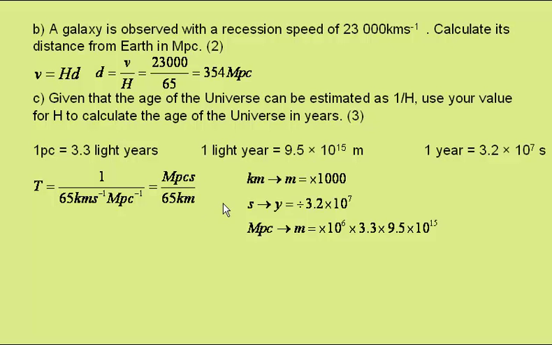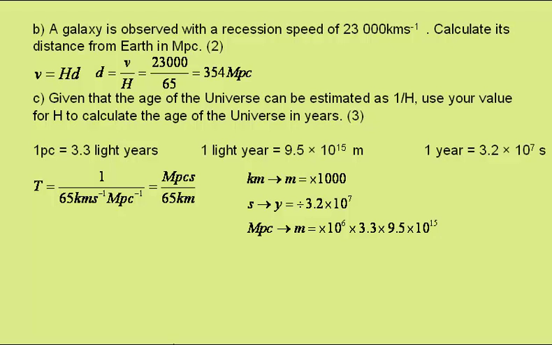Now for some conversions. Well, to go from kilometers to meters, as we need to do, you multiply by 1,000. In going from seconds to years, we need to divide by 3.2 times 10 to the 7. And to go from megaparsecs to meters, we need to multiply by 10 to the 6 to deal with the mega part, then by 3.3 to get parsecs into light years, then by 9.5 times 10 to the 15 to get light years into meters.